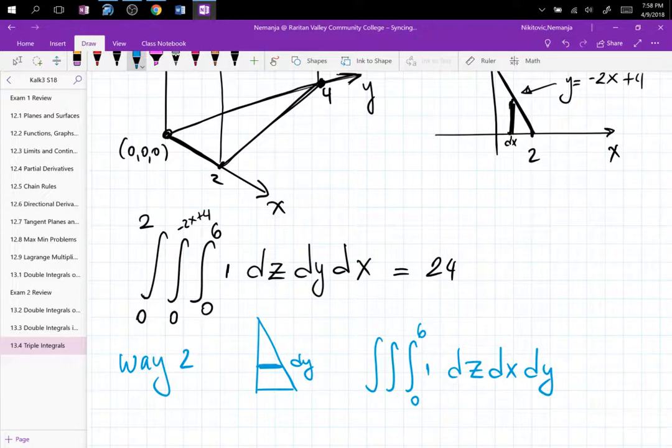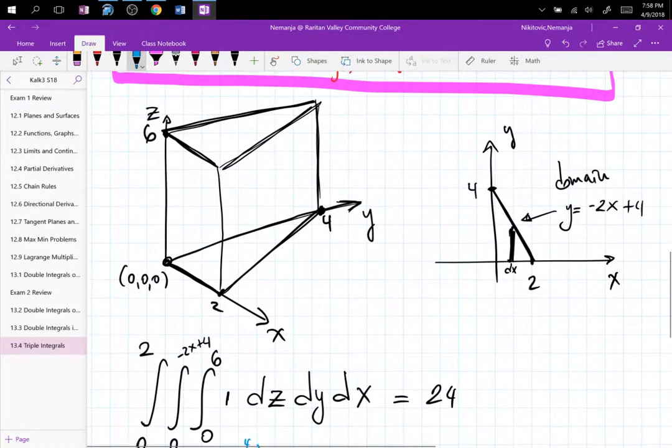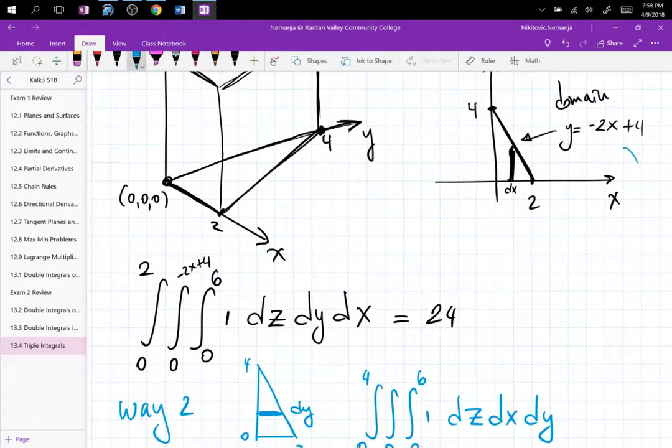Now I have to look at this. Now dy is in charge, and dy is going from 0 to 4. So the outer limits are 0 to 4. And the inner limits is going to be right minus left, so function minus the left, but that's a 0. And the lower limit, there we go. And I have to flip the function, right? I have to flip this function. That's 2x is equal to 4 minus y. x equals 4 minus y over 2.